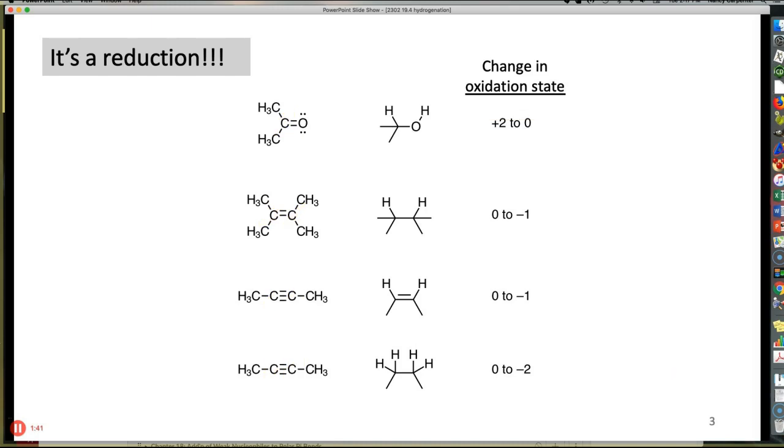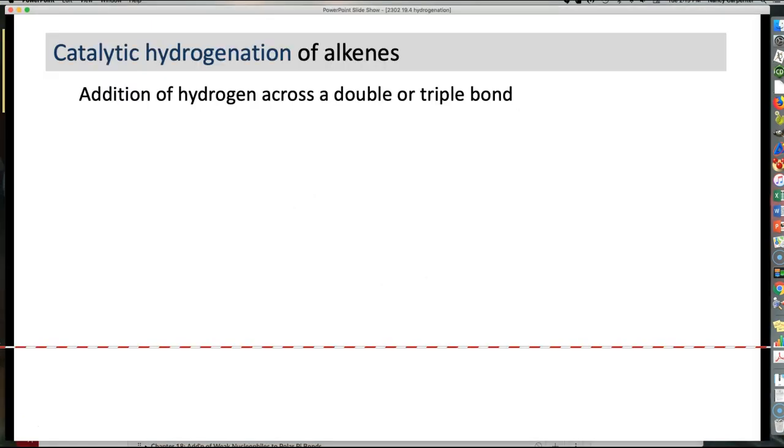Let's go to the next slide. There we go. We're going to focus on the reduction of alkenes to alkanes. In fact, all of this mini lecture has to do with catalytic hydrogenation. That is the reaction that we're going to be looking at: adding H2 gas in the presence of a catalyst. So catalytic hydrogenation of alkenes just adds hydrogen to a double or triple bond.